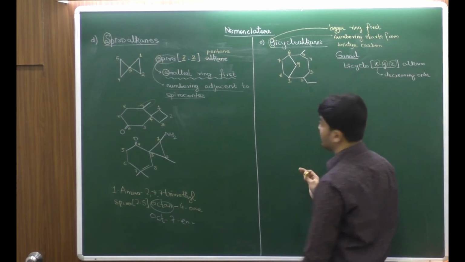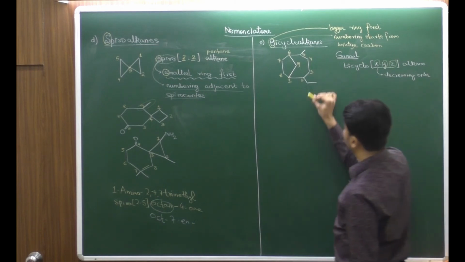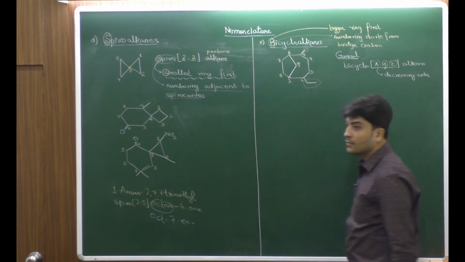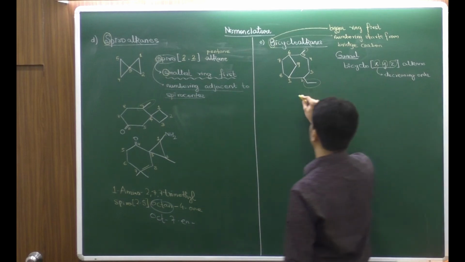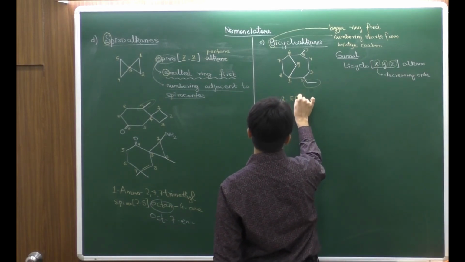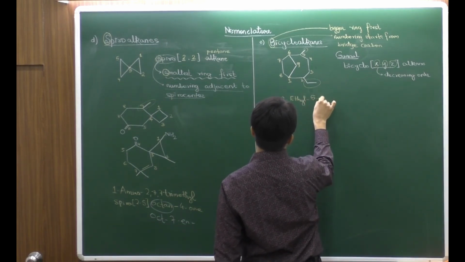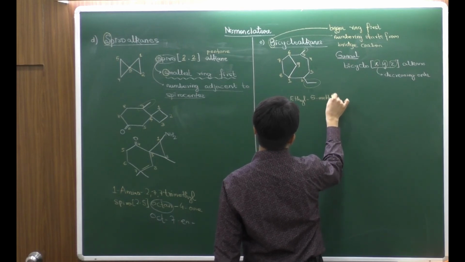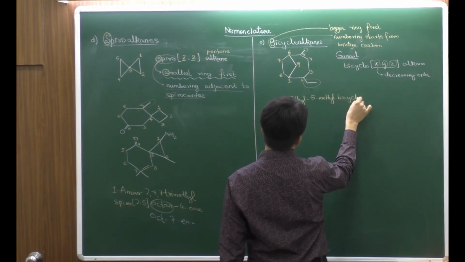So सबसे पहले we will write the substituents. How many substituents do we have? It's 2 and they are 2 ethyl, 5 methyl. Substituents done? Now start with the bicyclo.